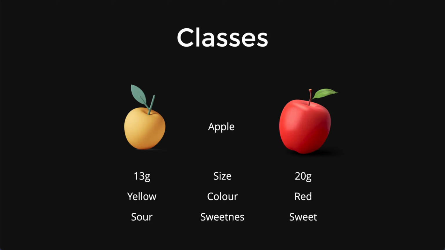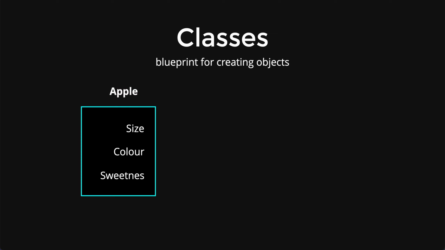Essentially what we did was we created this thing called classes in programming, which is a blueprint for creating objects. So let's visualize how these classes or blueprints look. I have a blueprint of an apple with 3 properties: size, color, and sweetness.